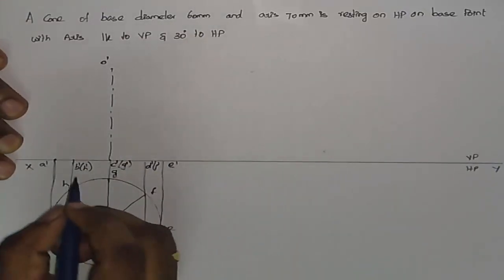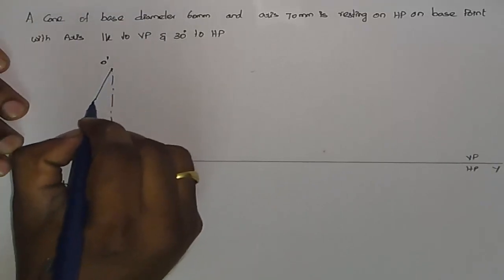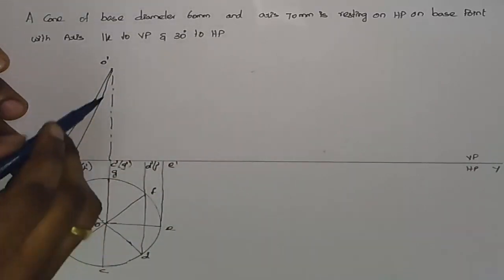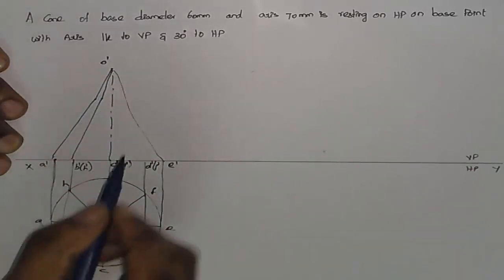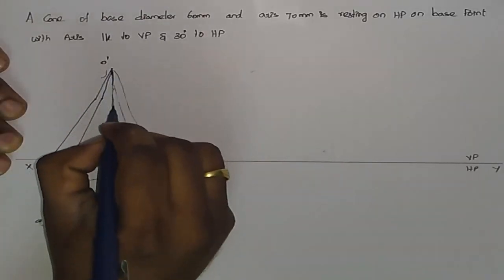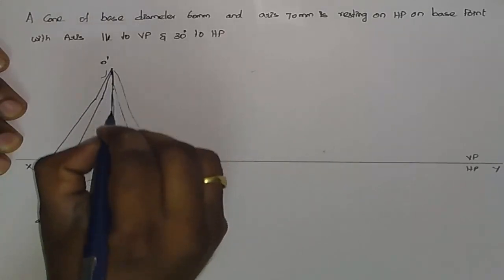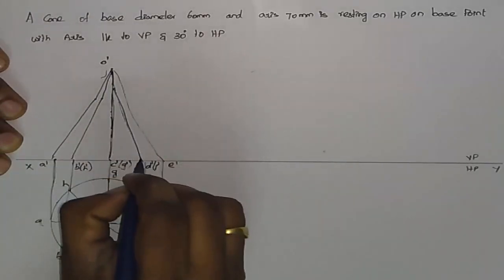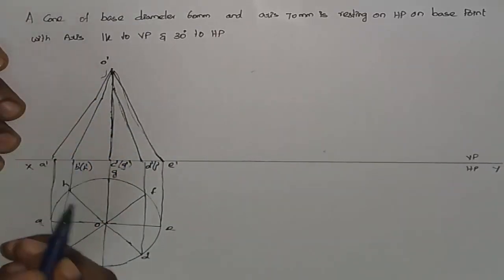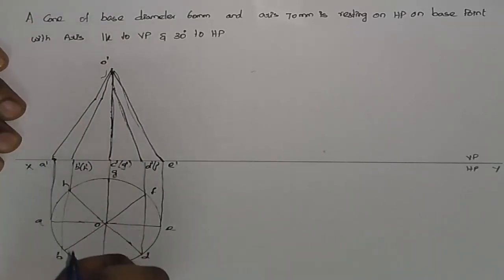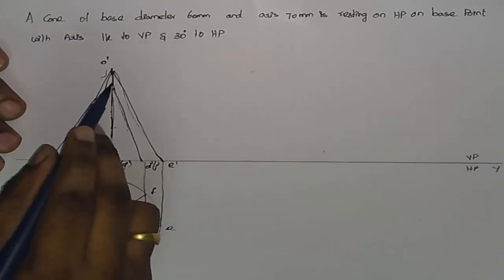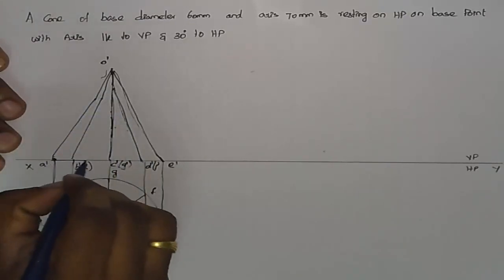Here E dash. Connect OA, OE, OD, OC, OB. I am again reminding you that these 3 edges are not the slant edges. These are called generators. You will see only this outer triangle when you are viewing a cone in the front view.